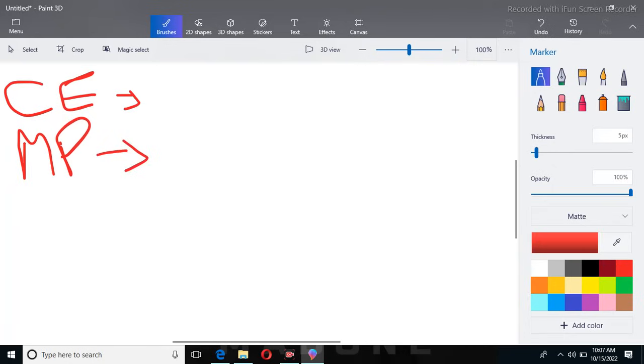Malapropism, guys, is using a similar sounding word in place of an original word. So basically what will happen is that you will say "I love you too," but you can write it like this: "I love you 2." I'm sorry for the bad handwriting. "I love you too." Can you see that this is wrong, guys?